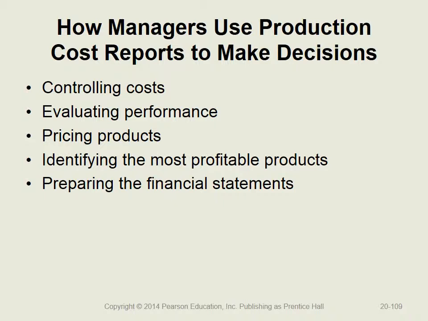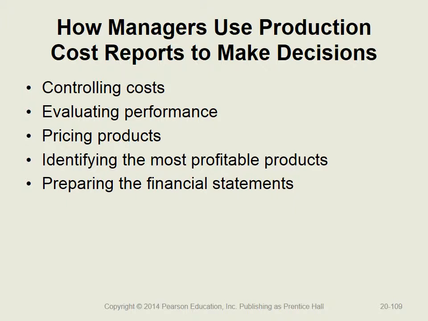Another use is to set the price for the product. Puzzle.me's selling price must be high enough to cover the manufacturing cost of each puzzle plus marketing and distribution costs. We know from preparing the production cost report for the cutting department that the total production cost of manufacturing a puzzle, direct materials, direct labor, and manufacturing overhead, is $5.30. Obviously, the puzzle must be priced higher than this for the company to be profitable.